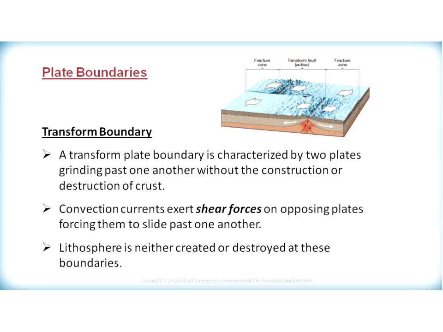When we look at plate boundaries, a transform plate boundary is characterized by two plates grinding past one another without the construction or destruction of crust. So at transform plate boundaries, we do not see any crust being created, nor do we see any crust being destroyed. The movement along a transform boundary is caused by convection currents, which exert shear forces on opposing plates, forcing them to slide past one another. And the lithosphere is neither created nor destroyed at these transform plate boundaries.